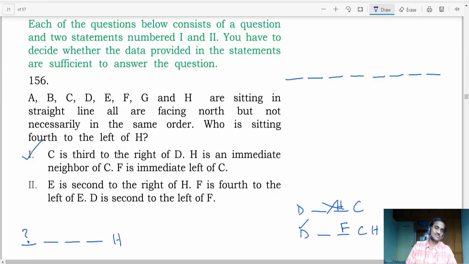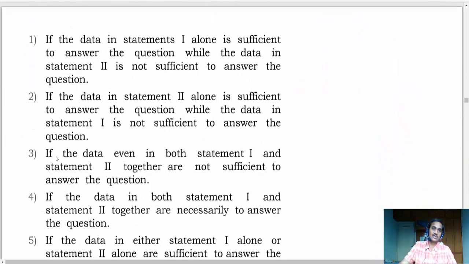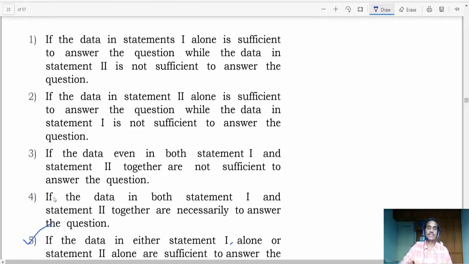Then what is the next one here? Condition number 2. E is seated second to the right of H. F is fourth to the left of E: 1, 2, 3, 4. And D is seated second to the left of F. The 4th to the left of H is 1, 2, 3, 4. Now we also got the answer. 1 alone is sufficient, 2 alone. Either 1 alone or 2 alone is sufficient. That is choice 5.